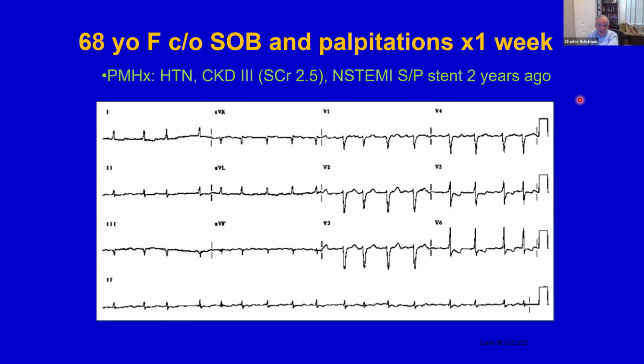Now, here's a 68-year-old woman who complained of shortness of breath and palpitations for a week. She has a history of hypertension, chronic kidney disease with a creatinine of 2.5, and coronary artery disease, for which she received a stent 2 years ago. Okay, and here's her ECG. What is this rhythm? Rapid, irregular, narrow complex, rate over 100.